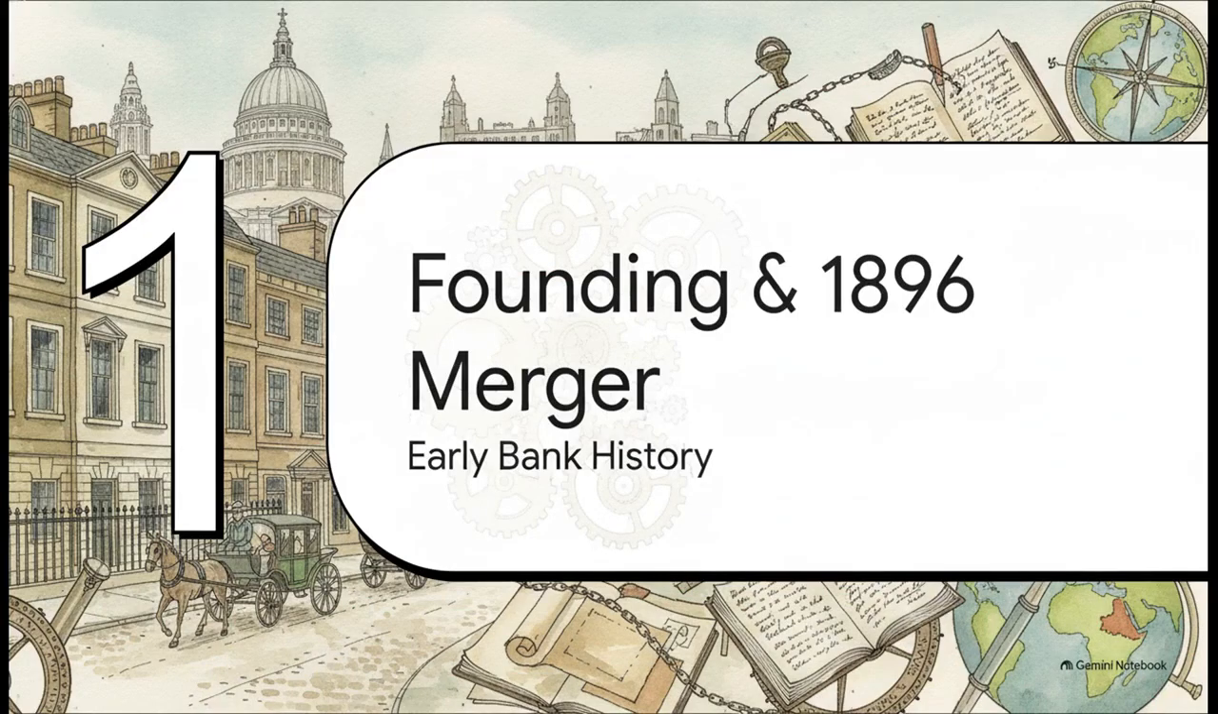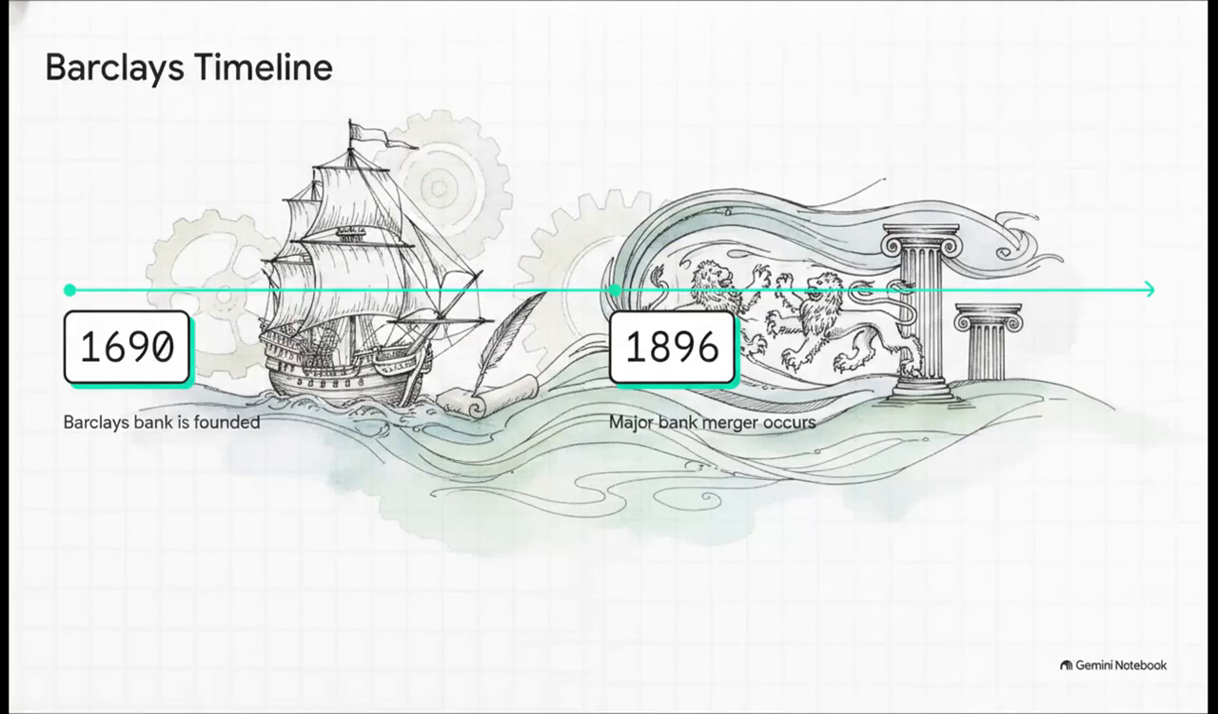Section 1. Founding and 1896 Merger. Early Bank History. Let's take a quick look at the historical core promised in the text and see exactly how it builds a solid factual foundation. So, the author anchors the whole narrative with this really detailed timeline. The source material covers the very beginning of the institution way back in 1690, which is just crazy to think about, traces the origins of the bank's name, and then leaps forward to highlight that critical 1896 merger.